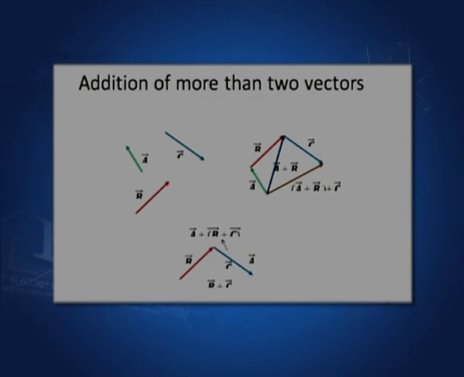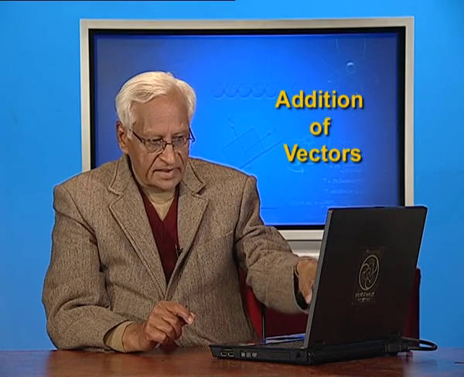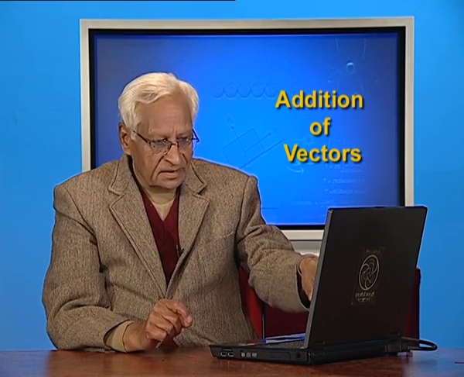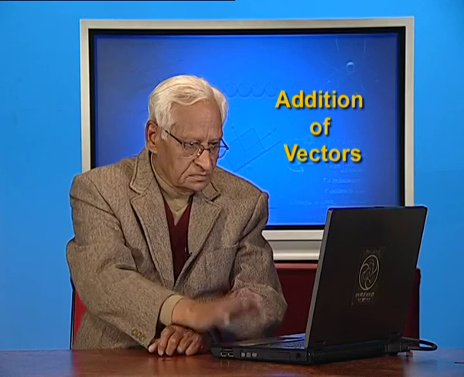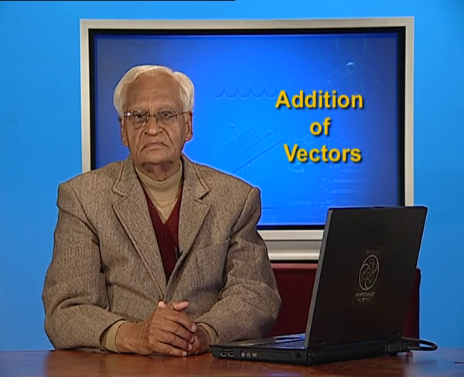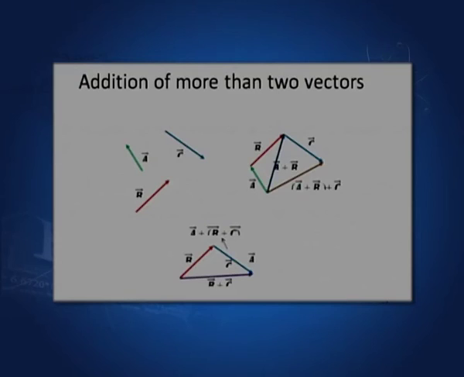and then I take C. Notice that the tail of C is at the tip of B, and now I draw a vector from the tail of B to the tip of C here, that is vector B plus C.